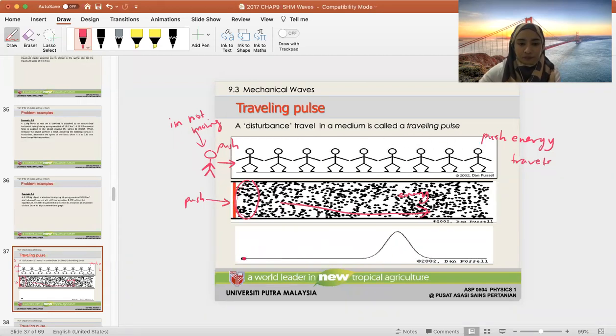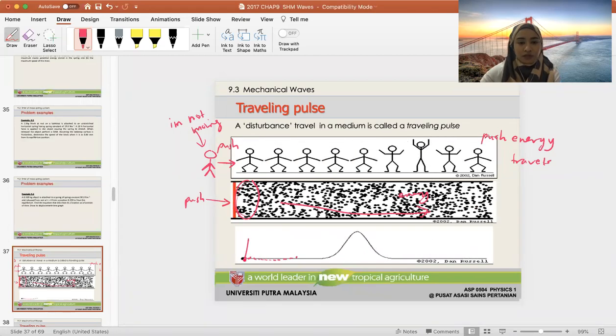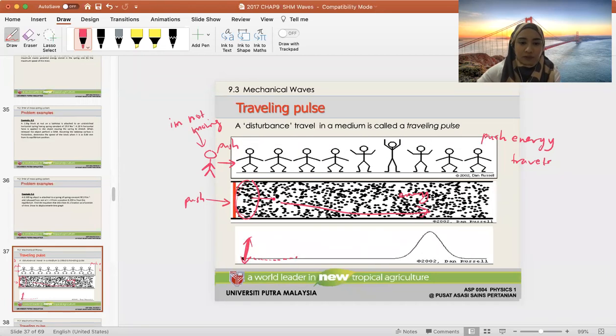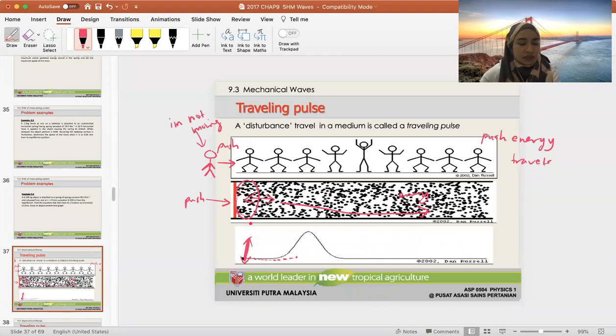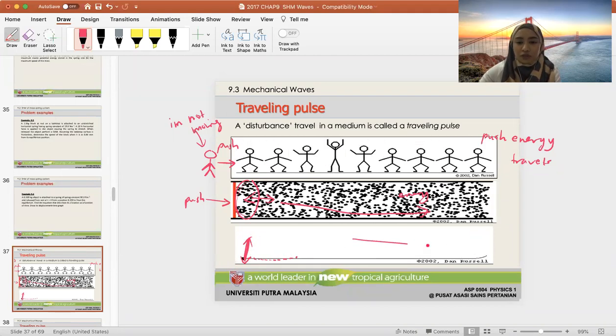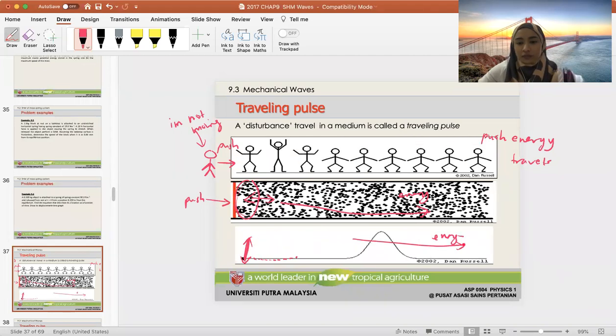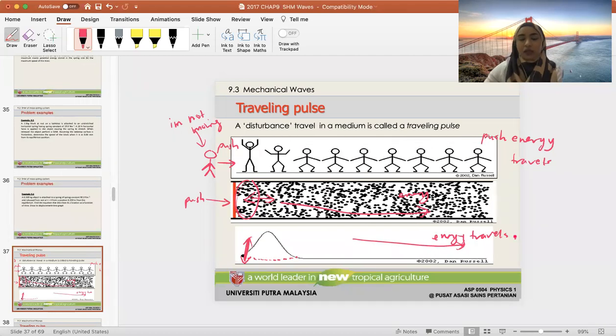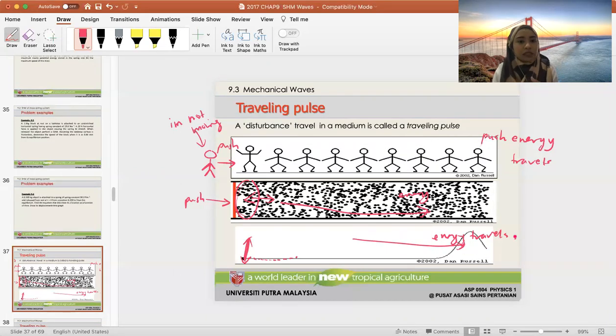It is the same here: the particles in this string do not move forward. They only oscillate up and down, right? They move up and down, or left or right. Here it is left or right. This one is up and down, but only at a certain place. But what travels to the end? The energy travels. So again, the particles of the medium do not exactly move. They oscillate at a certain place as the energy travels forward. Okay, so that is a mechanical wave.